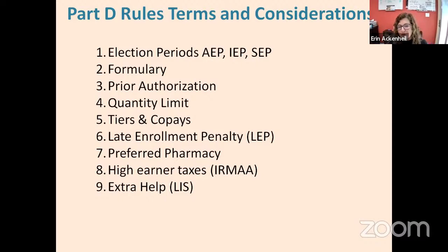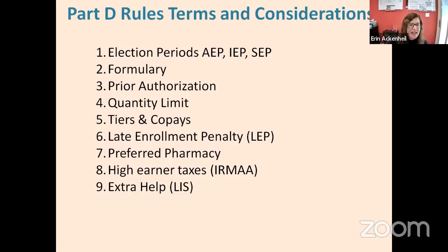It can also go the other direction, where people have low income and low assets. They might be eligible for extra help. It's called LIS, or low income subsidy. And that's a great program. We have links available for you on our website that talk about extra help. And if your client is eligible, not only does it help reduce their copays and eliminate the gap, but it can also reduce or eliminate their premium and give them additional election periods to enroll throughout the year.